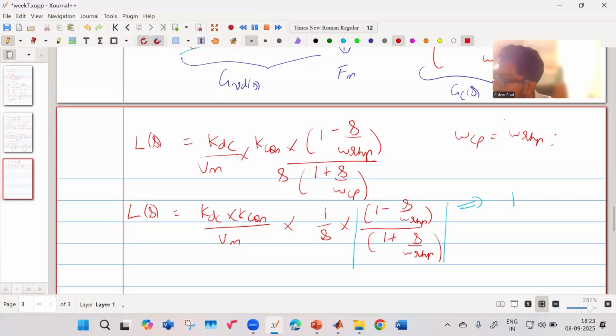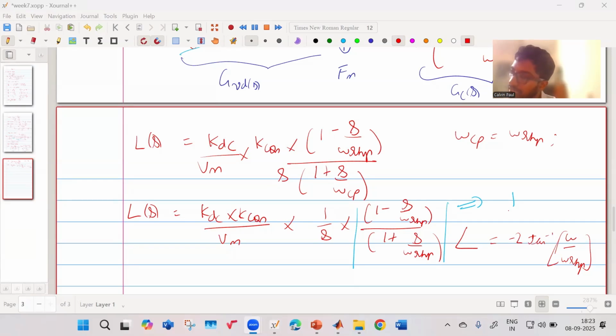But in terms of angle, this contribution is minus 2 tan inverse of omega upon omega RHP. This is the phase contribution of this term. The magnitude contribution of this term is 1, but in terms of phase contribution, it is given like this. So that affects our phase margin. Okay, that will affect our phase margin.